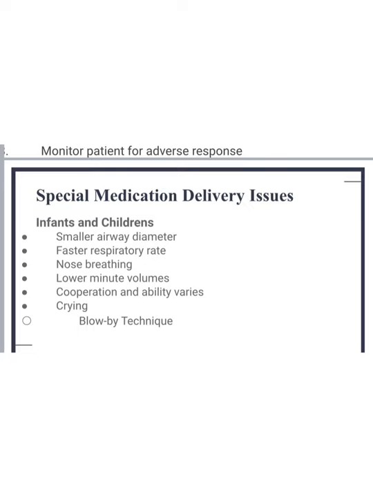So infants and children can be tricky to give nebulizer treatments to, or even just MDIs. They have a smaller airway. They have a faster respiratory rate. Especially infants are obligatory nose breathers. Lower minute volumes. And then you're also dealing with cooperation and ability will vary. So you have to worry about mom helping and maybe mom's freaking out, so the kiddo's freaking out. And despite what they say, and we'll go over this more in pediatrics, if they're screaming and crying, they're not getting a better neb treatment.